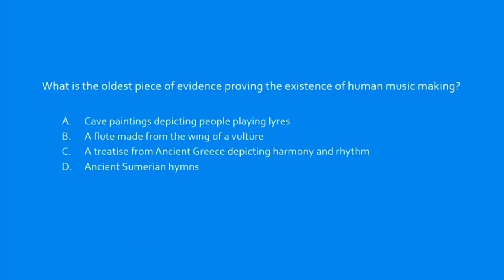What is the oldest piece of evidence proving the existence of human music making? Is it A, cave paintings depicting people playing lyres? B, a flute made from the wing of a vulture? C, a treatise from ancient Greece depicting harmony and rhythm? Or D, ancient Sumerian hymns?